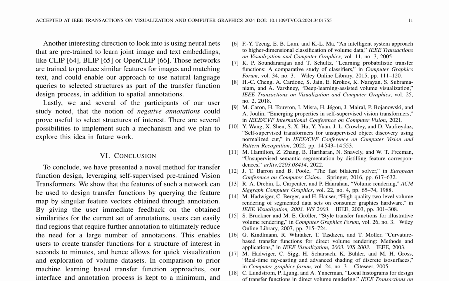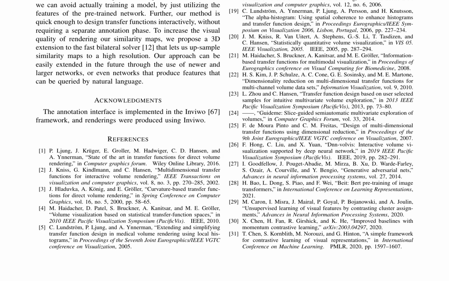The paper presents a novel method for transfer function design in volume rendering, utilizing self-supervised pre-trained vision transformers. This approach enables users to create transfer functions for a structure of interest in seconds to minutes, reducing the need for a large number of annotations. The method can be extended through the use of newer and larger networks or networks that produce features queryable by natural language. Additionally, the paper proposes a 3D extension to the fast bilateral solver to upsample similarity maps to a high resolution, enhancing visual quality.